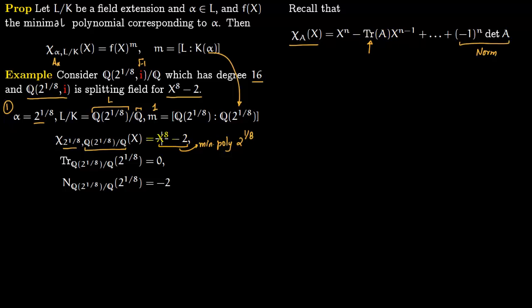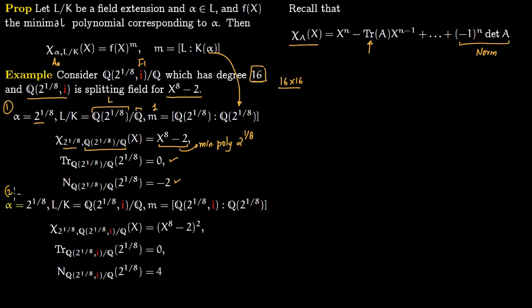So there is no term with x to the 7. So this is x to the n minus 1. So there is no term x to the 7, so the coefficient of x to the 7 is 0. So the trace is 0 and norm is minus 2. So notice how easy it is to compute here. Otherwise, since this had degree 16, we would actually require a 16 by 16 matrix to compute trace or norm. Here through the characteristic polynomial we are just computing straightforwardly.